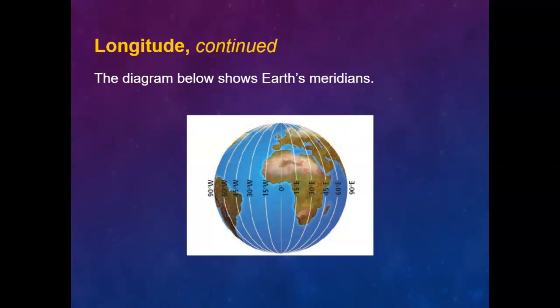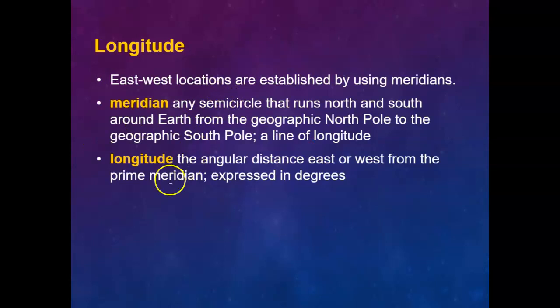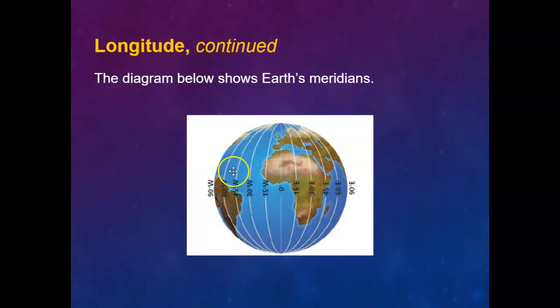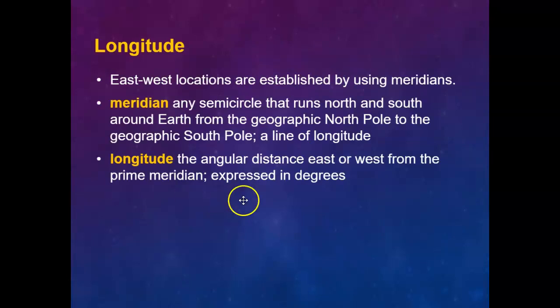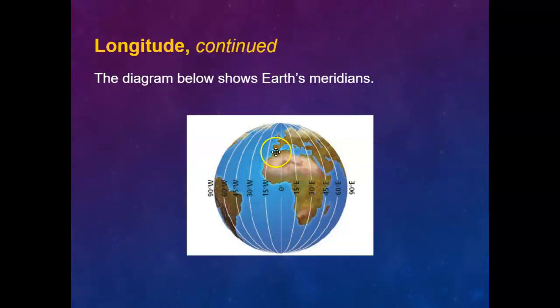So let's talk about that. Longitude. What is its definition? Longitude's definition is the angular distance east or west from the prime meridian. That zero mark there, we call it the prime meridian. Okay, so east or west from the prime meridian expressed in degrees. How big can that get? Well, it looks like it goes to 90, but in reality it actually goes to 180 because it goes all the way around the Earth to the opposite side of the Earth.